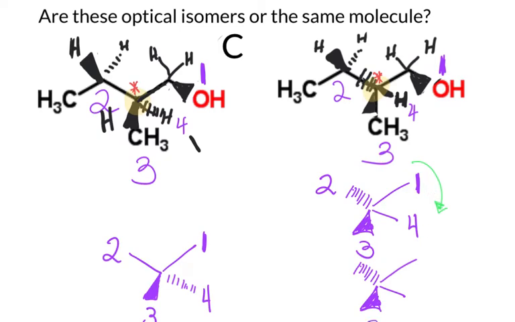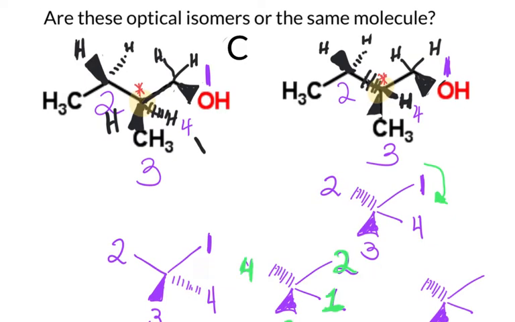We'll look at number 1 first. It starts in the upper right-hand corner and it drops down to the lower right-hand corner. And then that pulls number 2 with it, and number 2 now is in the upper right-hand corner. Both of those are in the plane. And number 4 goes to the upper left-hand corner and it goes to the back. At this point, it doesn't look like they're the same or mirror images. So we're going to try another rotation.